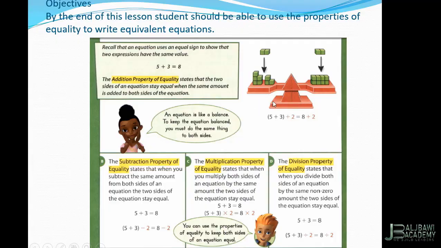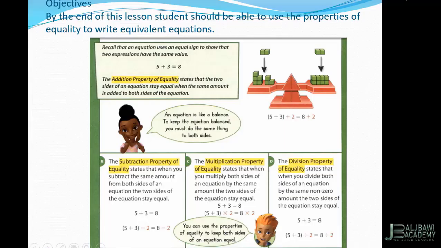Here the equation can be represented by a pan balance. As you can see here, we have 5 and plus 3. They are balanced with 8. So if I add 2 units here, I need to add 2 units on the right side.